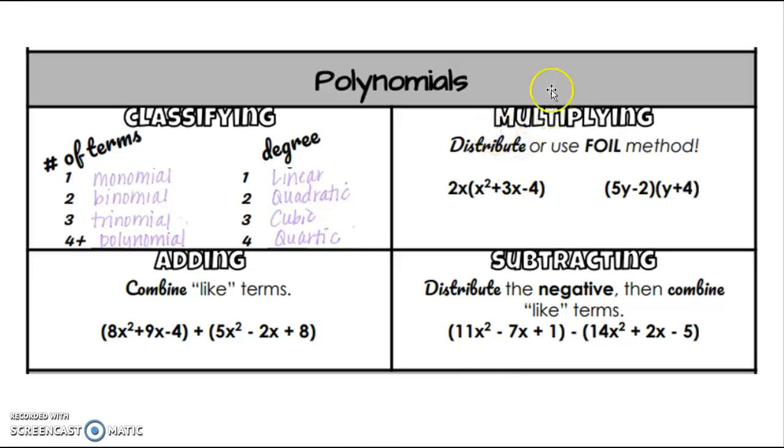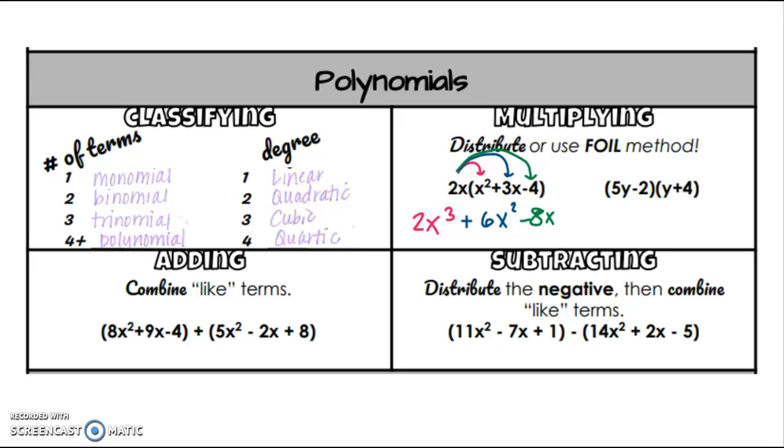When we multiply, we can either distribute through or do something called the FOIL method. I'm going to do this first one by distributing. So I'm going to take 2x and multiply it by x squared. I'm going to get 2x to the power of 3. And then I'm going to take that 2x and multiply it by 3x, and I would get a positive 6x squared. And then I can also take that 2x in the front and multiply it by negative 4. I would get negative 8x.